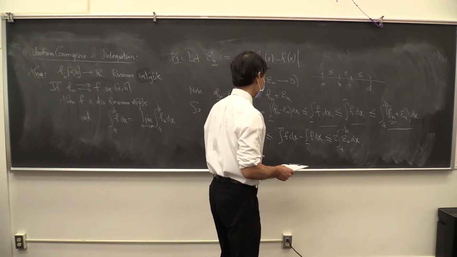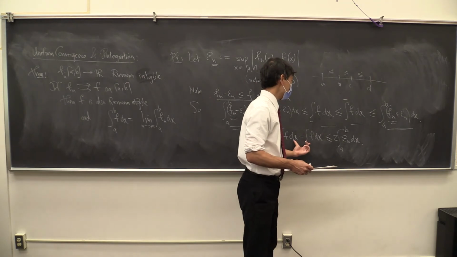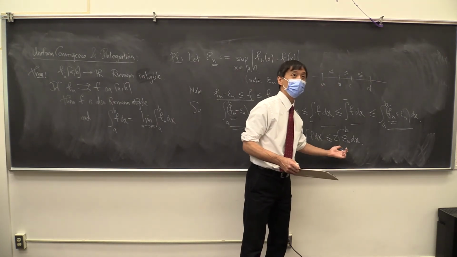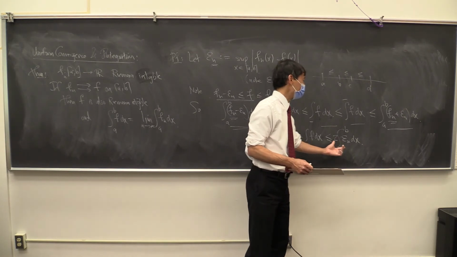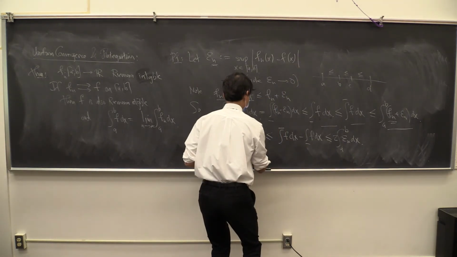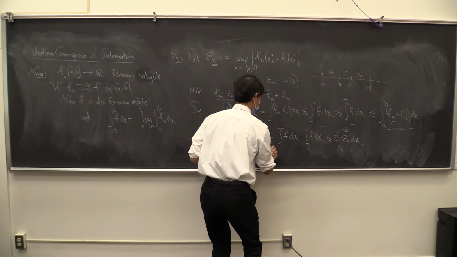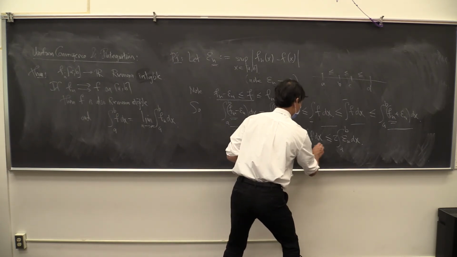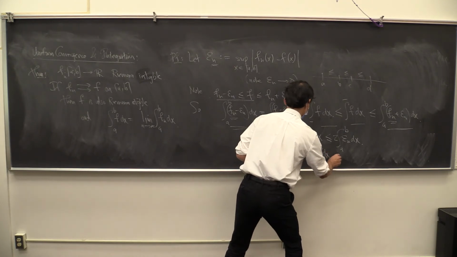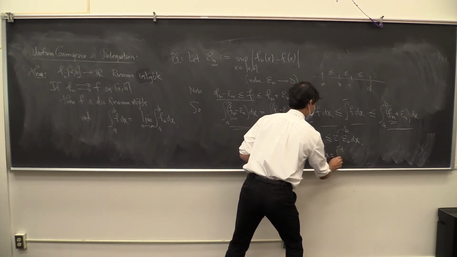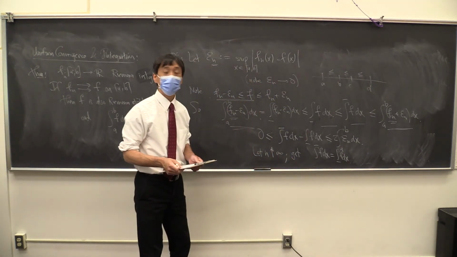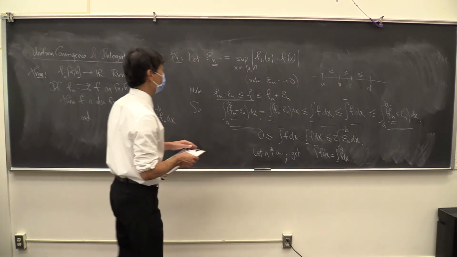Okay, so that's good. That says that the difference between these is trapped between 0 and 0, because when we let n go to infinity, we get that the upper integral and the lower integral must be equal. And thus f is Riemann integrable.